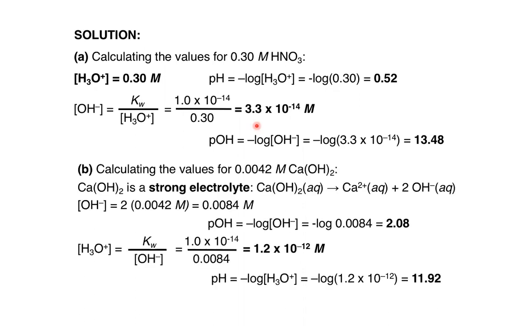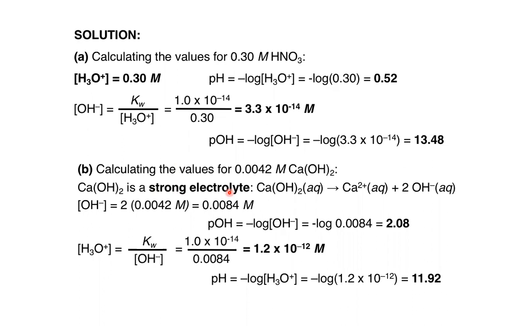So then calculating the values for 0.0042 molar calcium hydroxide. This is a group 2 hydroxide, which means it's going to be a strong base, which means it's going to dissociate well in water. It's what's called a strong electrolyte, which means it pretty much totally dissociates. So calcium hydroxide is a strong electrolyte.